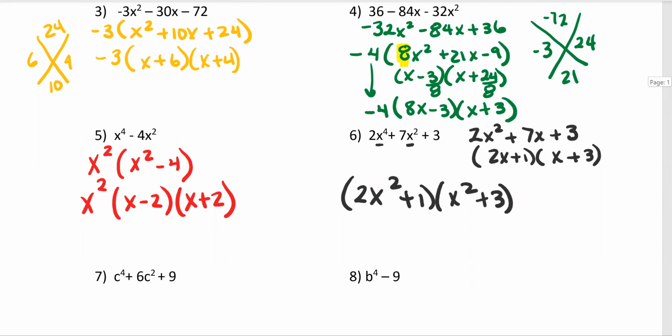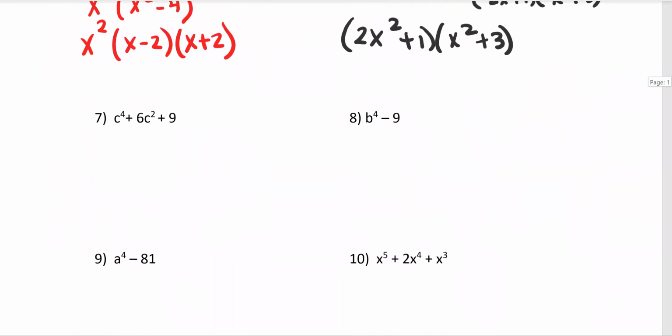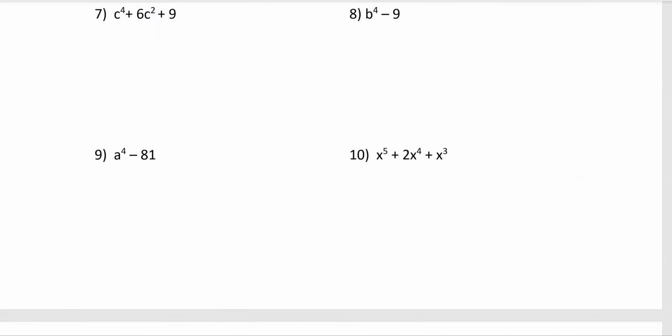Okay, so let's look at number 7. Again, we can factor this as if it were c squared plus 6c plus 9. So we need the factors of 9 that add to 6. So 3 and 3. So if we were to factor as if it were c squared, we would have c plus 3 and c plus 3.